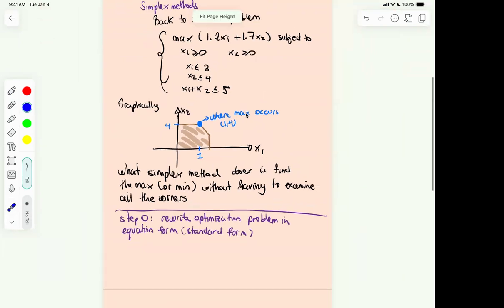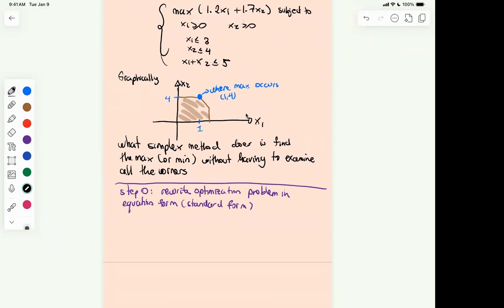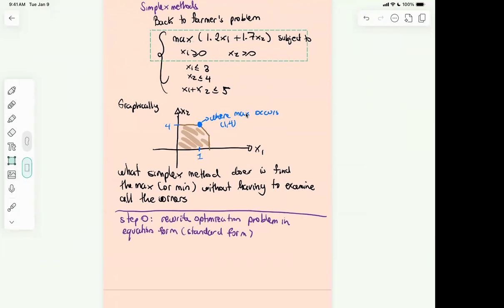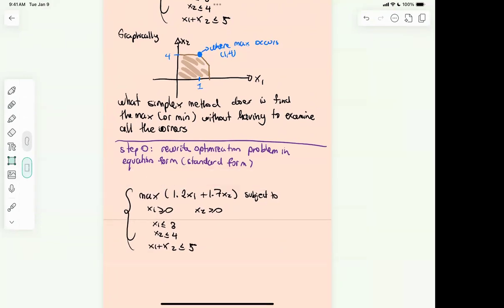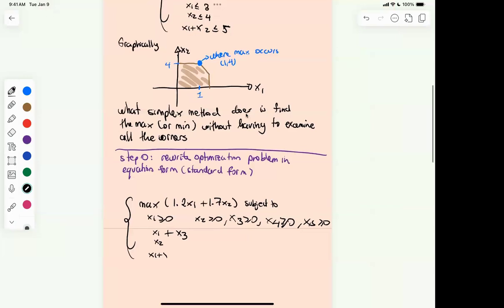So we will have a matrix. I'll copy paste this, but really the only thing that's going to change is the conditions: you have three more variables, which are the slack ones, and these are changed into equalities. So it would be x3 equals 3, x4 equals 4, and then x2 plus x5 equals 5.